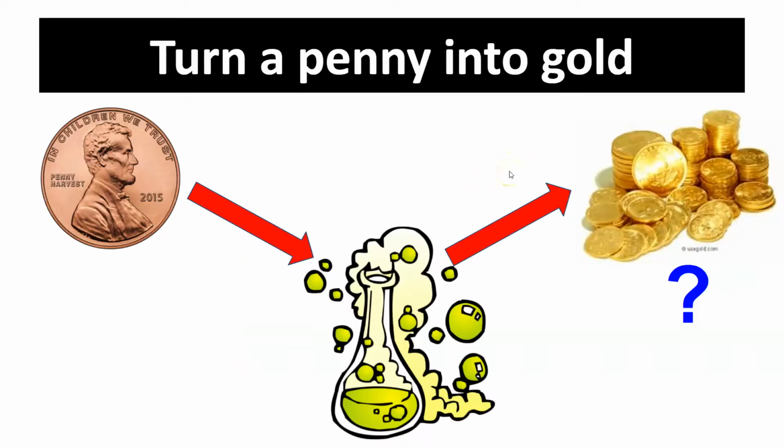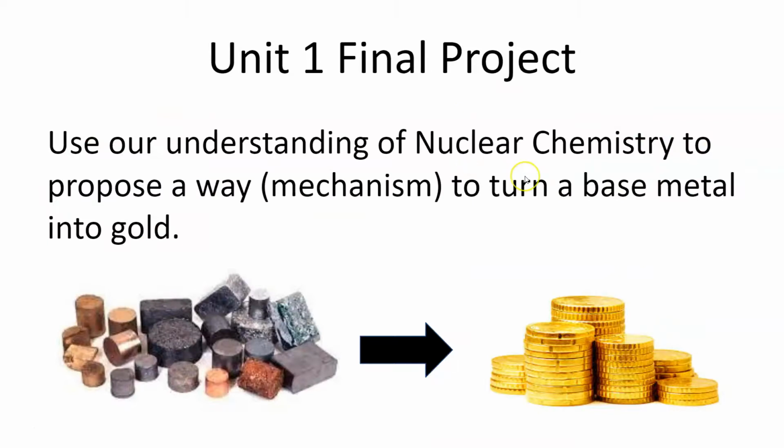So in that demo where I turned a penny into a gold coin, quote unquote, you guys didn't believe that I did that. But the question is, can we actually do that? So in this final project, you're going to use your understanding of nuclear chemistry, which is changing the protons and neutrons in the nucleus, to propose a way, also known as a mechanism, to turn a base metal, like lead or tin, into gold.